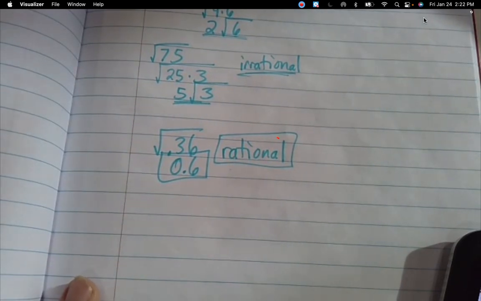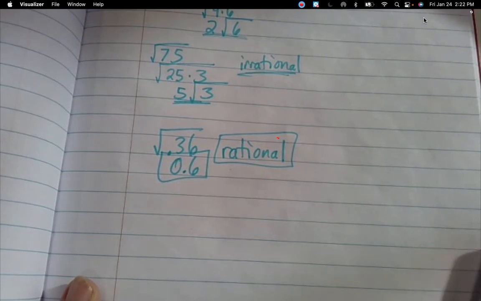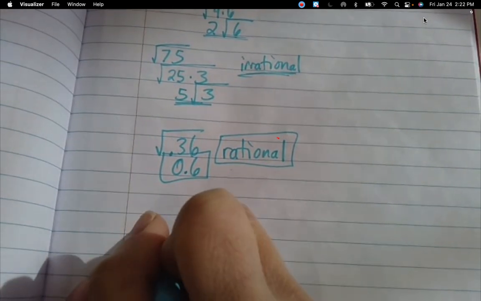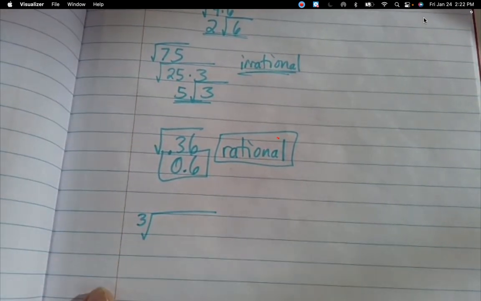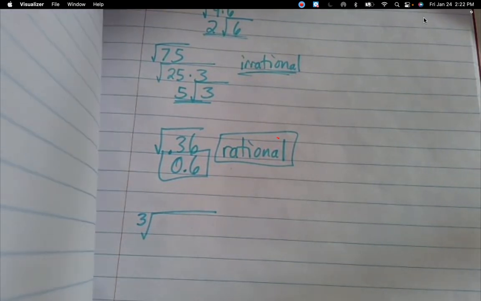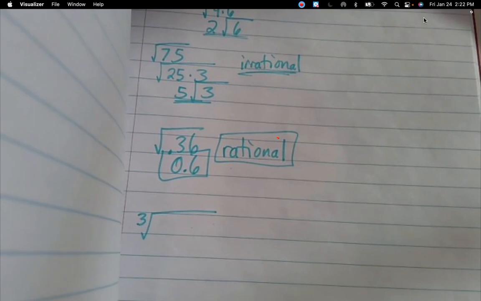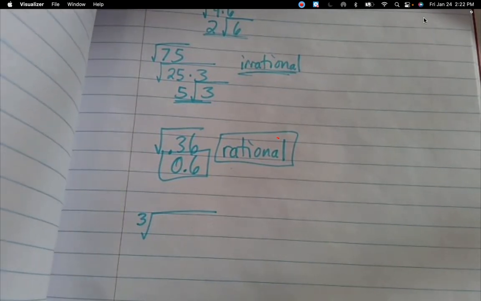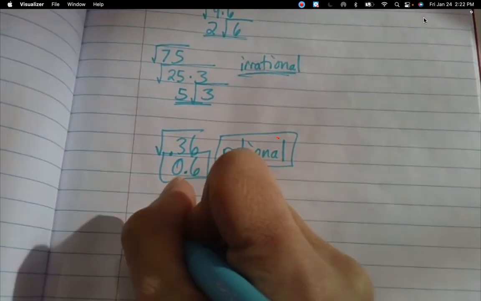Okay, now let's go to cube roots, because this is where you need to check: does it have a square root where it looks like these, or what if it has a cube root on there? So let's do the cube root of, I'm trying to find one. Oh, 81, here we go, 81.